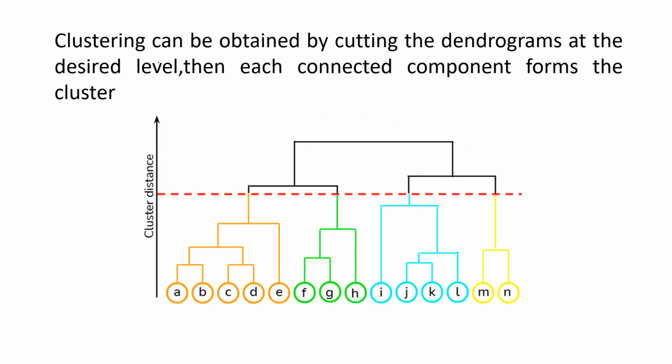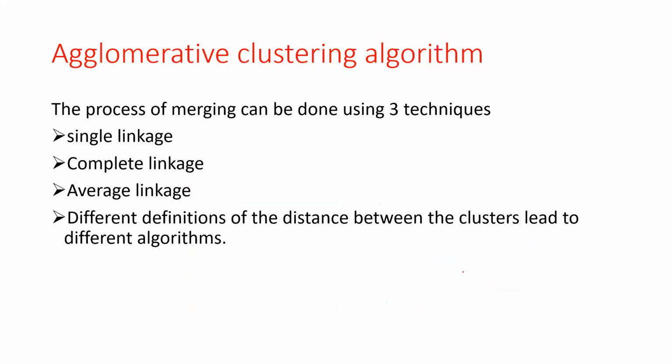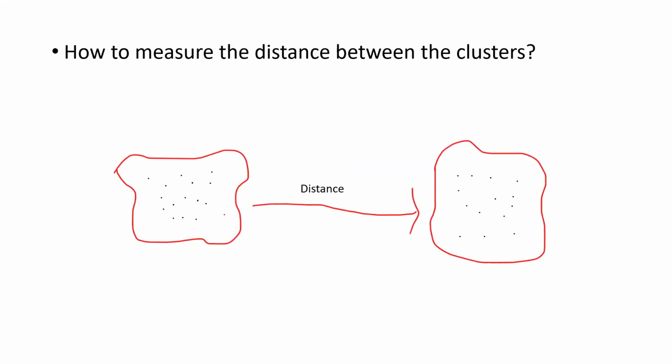And how the clustering can be obtained means, suppose we cut this dendrogram at one point, we get two different clusters, so I can represent this as my one cluster and this as my another cluster. In the agglomerative clustering algorithm, the process of merging can be done using three techniques: the single linkage, complete linkage, and the average linkage. So how the distance can be measured between the two clusters, we'll see.